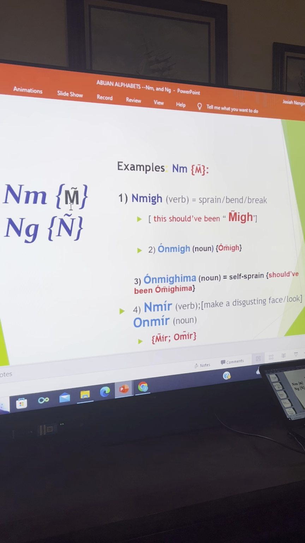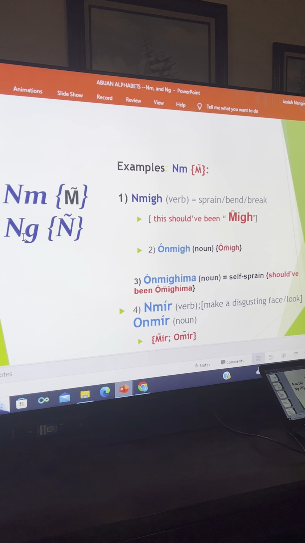And like I said, this should have been a special character, a special alphabet, you know, M with a special tone mark to show that it's M sounding differently. Instead of sounding me, it's sounding ma. That's how this should sound. And we'll see that in the following slides.